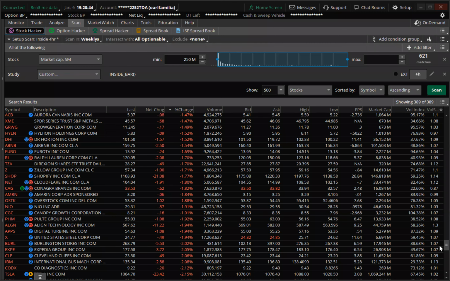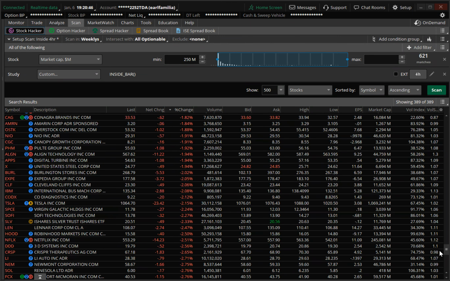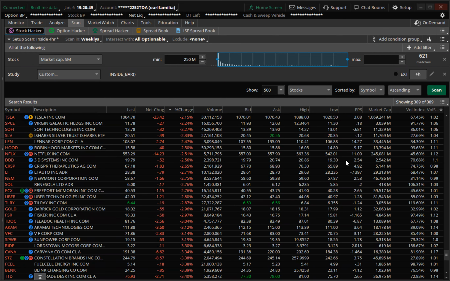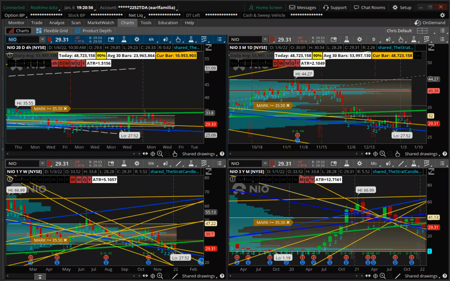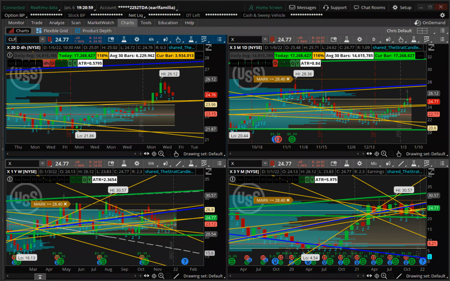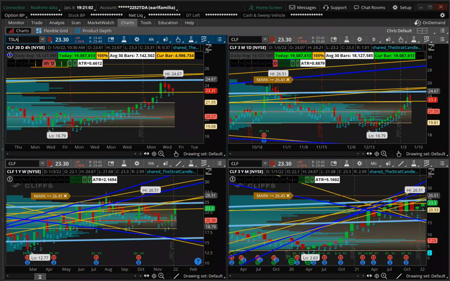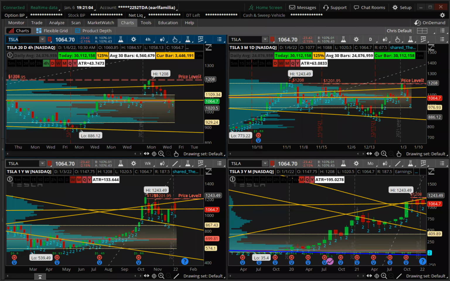Sorry, I'm gonna have to blaze through the rest of these. Got Neo, X, CLF, Tesla. All of these have the same setup, except for Tesla, it has a little bit of green on the day on the 4 hour. But as we talked about earlier, it needs to show strength and get back above that broadening formation. I would look for the daily reversal above 1088. That's what I had mentioned earlier.